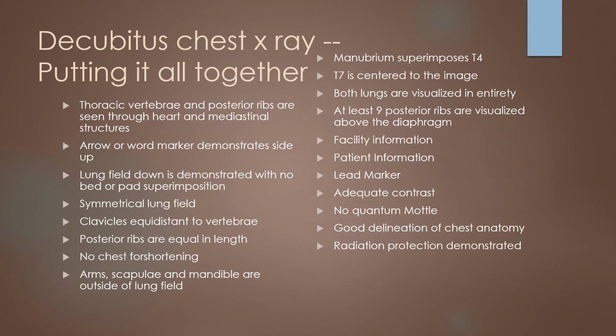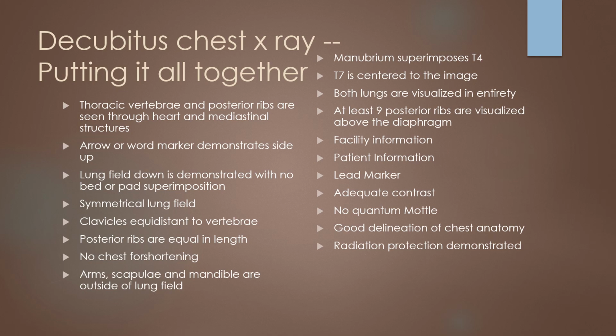We want to see a symmetrical lung field. That would indicate that we didn't have any mid-coronal rotation. We want to see clavicles equidistant to the vertebra. That indicates no mid-coronal rotation. We want to see posterior ribs equal in length. Again, mid-coronal rotation. We don't want to see any chest foreshortening. That would indicate that we had mid-coronal tilting. We want to see the arms out of the way, the scapula and the mandible all outside of the lung field. This means my patient's arms are elevated, their shoulders are rolled forward, and their chin is elevated.